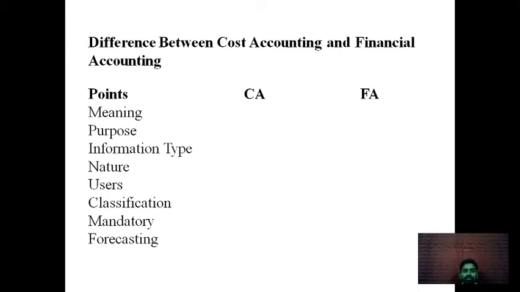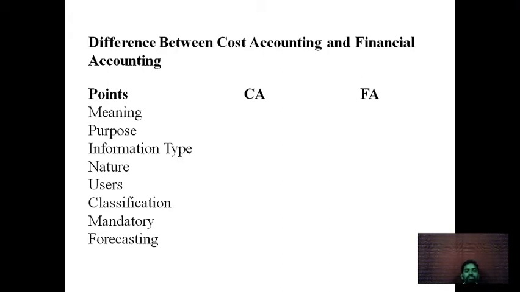These types of information are required for cost accounting. And for financial accounting, the information is in monetary terms, which is related to the financial. So this type of information is required for financial accounting. Next point was the nature. The nature of cost accounting is that an estimated price is required, but financial accounting is of a historical nature.